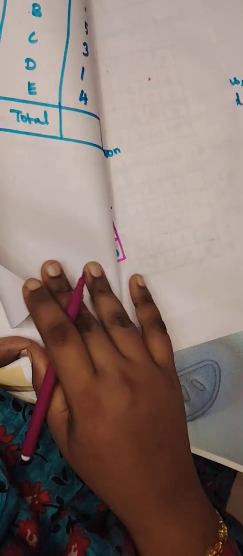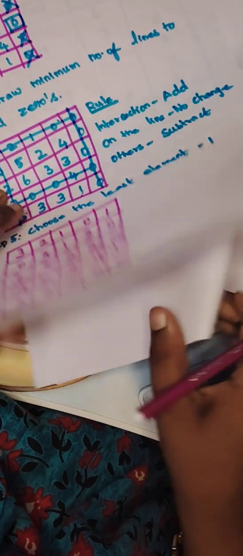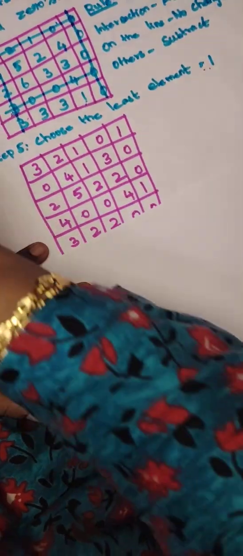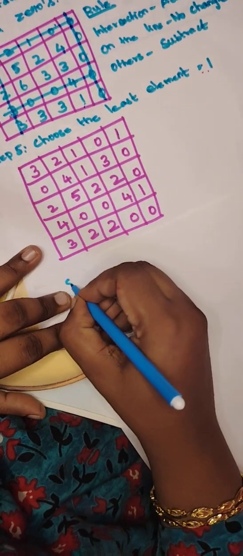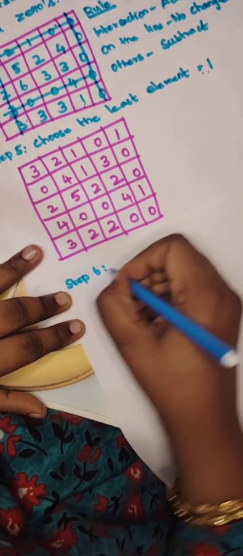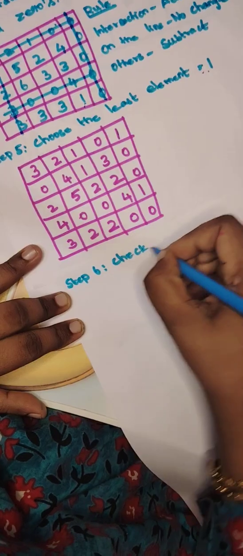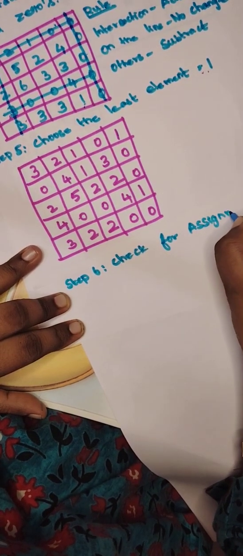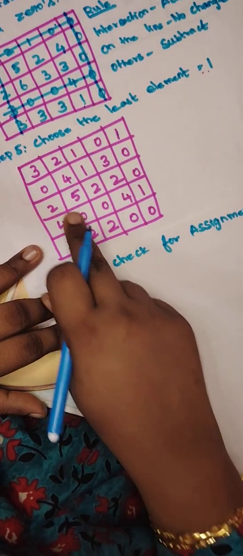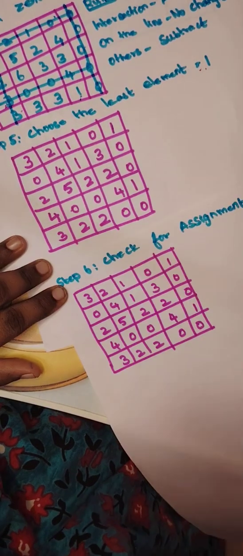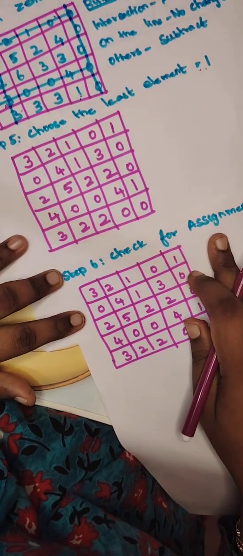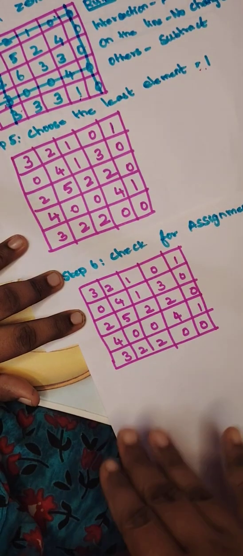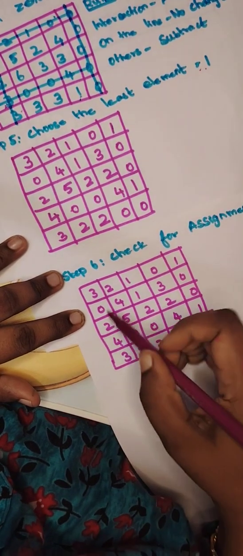Next I will go for step 6. Step 6 is that I need to check for assignment. So step 6, check for assignment. I'll write this matrix here. I'm going to check for assignment. To check for assignment, I need to check row wise or column wise that there should be exactly one 0.